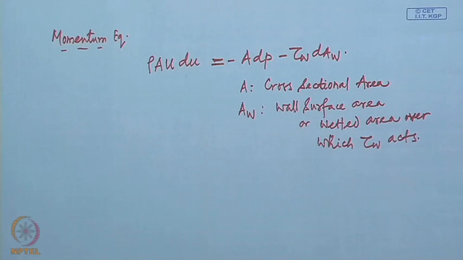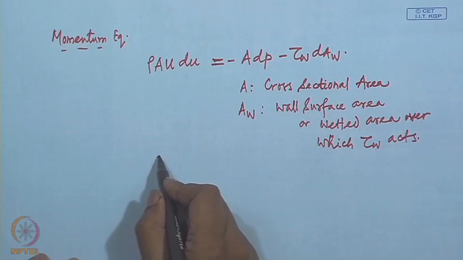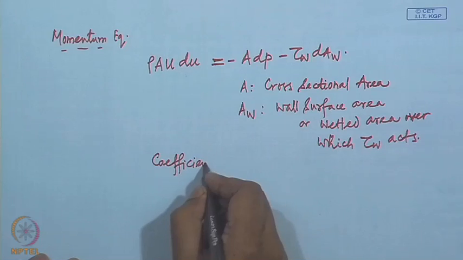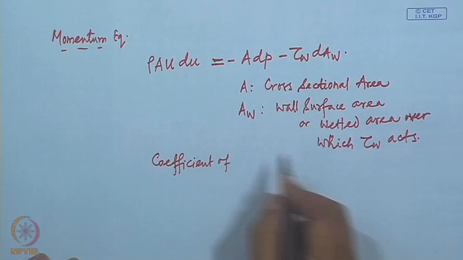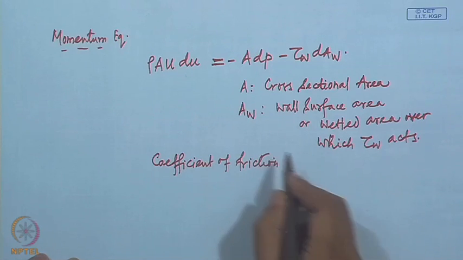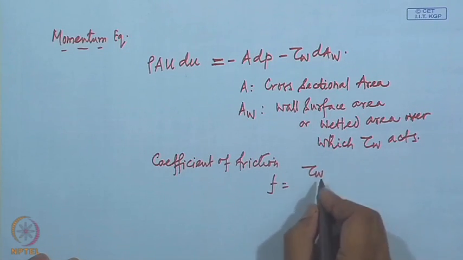For a duct flow, a more useful form of this frictional force is expressed in terms of coefficient of friction. So, we define a coefficient of friction, f equal to tau w by half rho u square.